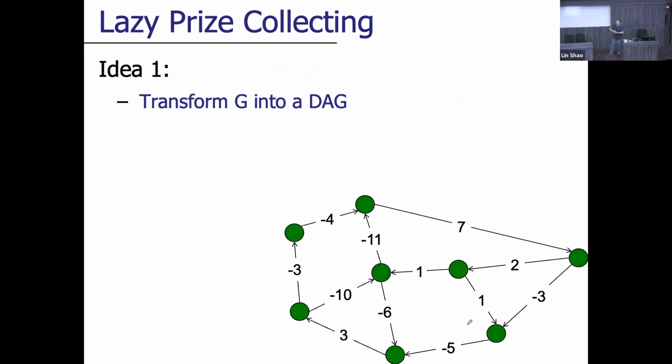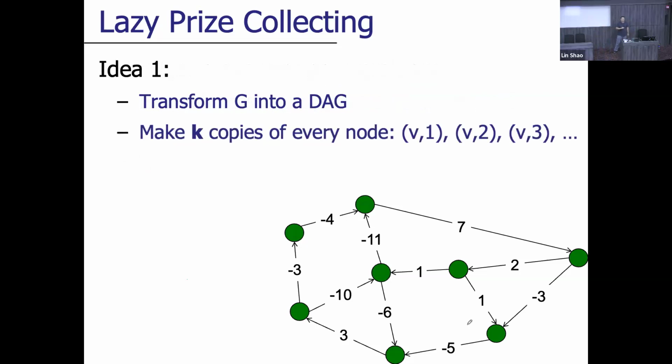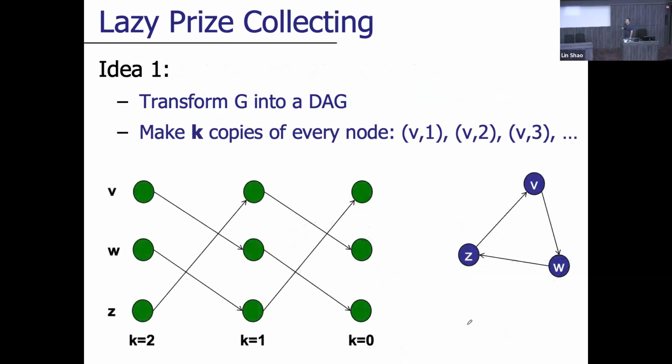So how are we going to solve this one? How are we going to solve these problems? The idea one would be, okay, let's transform the graph into a diagram, right? And we just make k copies of every node. Why do we want to do this? Maybe we can have an example. If we have a graph with 3 nodes, then we make 2 copies, and we will have each of the nodes twice.